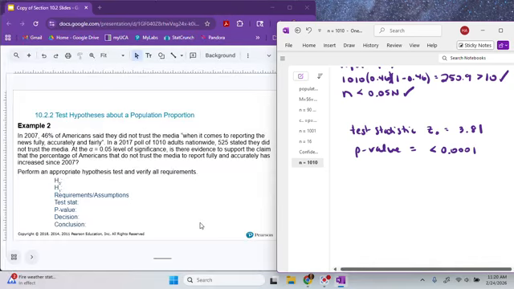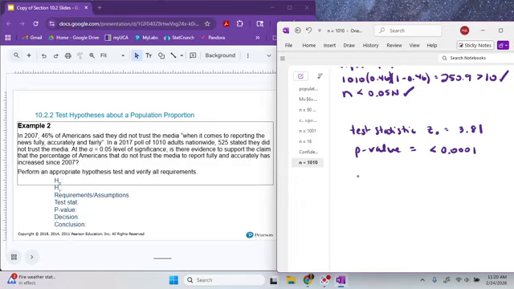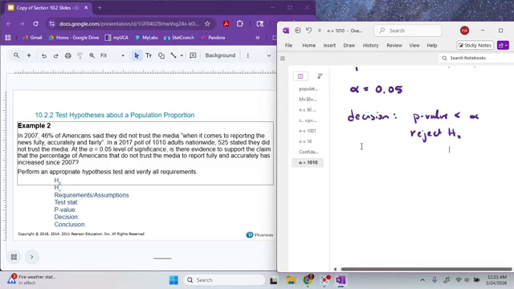Okay. So when it comes to the decision, remember we look at our p-value and we compare that to my level of significance. My alpha was 0.05, that's my level of significance. And so we compare these two together. So for my decision, I would say, okay, my p-value is less than alpha. It's very small, definitely less than 0.05. So when our p-value is less than alpha, that means we will reject H0. So that's our official decision. Now comes the conclusion part.